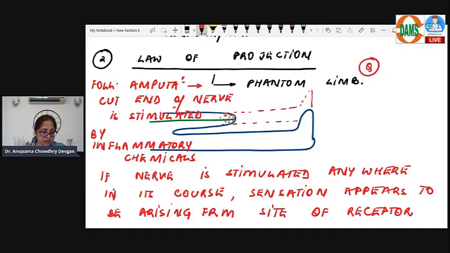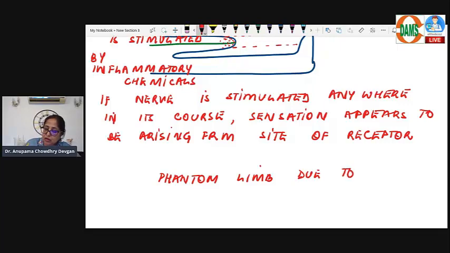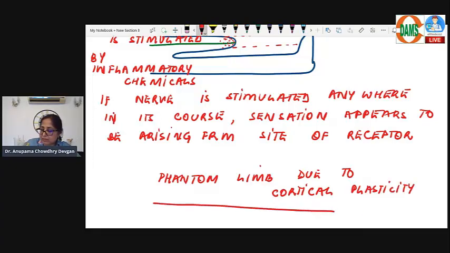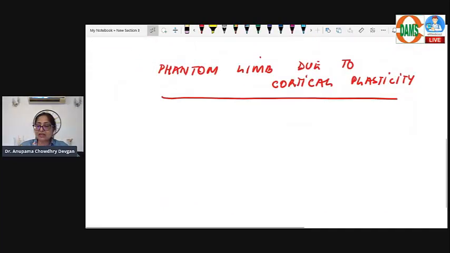This is your law of projection. If a nerve is stimulated anywhere in its course, sensation appears to be arising from the site of receptor. That is called the phantom limb. But today we believe that phantom limb is not due to the law of projection, but is better explained by the phenomenon of cortical plasticity. Now, what is cortical plasticity?